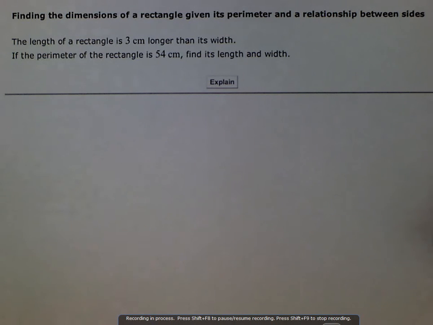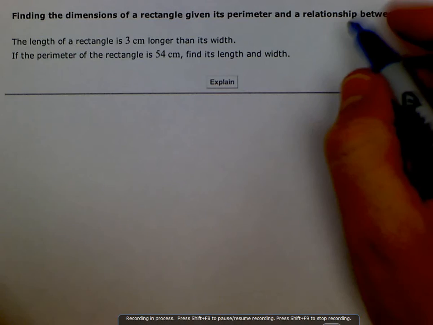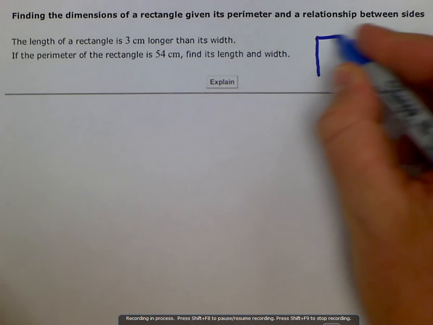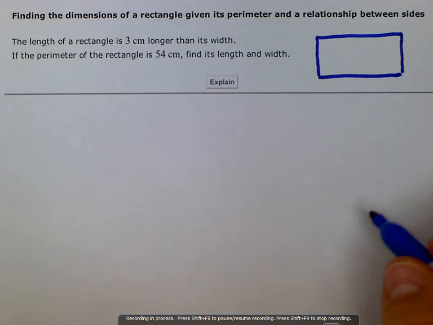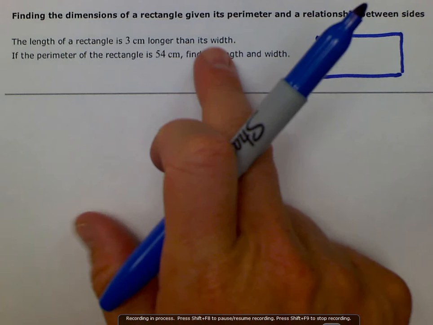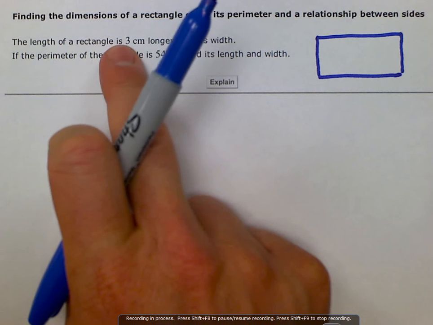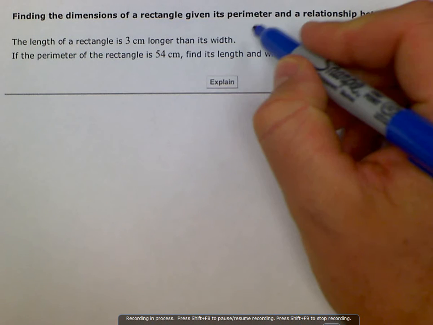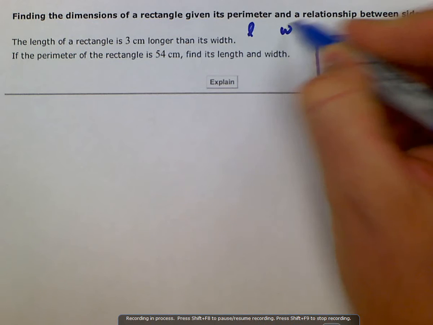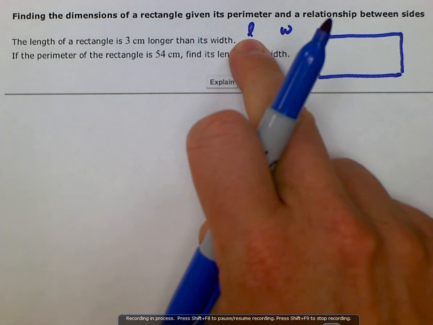The length of a rectangle is 3 centimeters longer than its width. So we have a rectangle, and it doesn't matter what we label as length and what we label as width, as long as we label that the length is 3 centimeters longer than the width. So in essence, we're saying length and width are the same, except that this has 3 additional units of length.